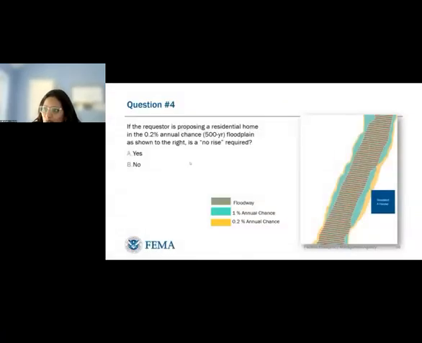Okay, I'm going to move the poll to the right. If the requester is proposing a residential home in the 0.2 annual chance, which is the 500-year floodplain as shown to the right, is a no-rise required?